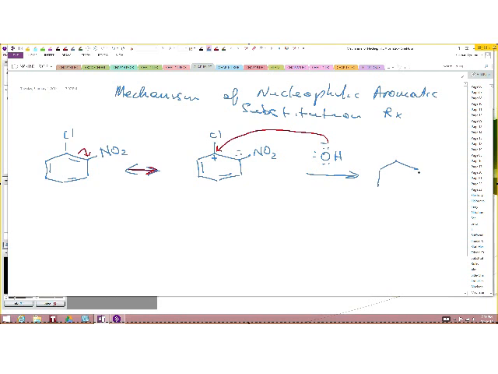Now keep in mind, benzene always wants to retain its aromaticity. In other words, it always wants to be aromatic. So it will do anything possible to retain that aromaticity. So what happens? We have this. Just as in the case of the electrophilic aromatic substitution reaction, in order for this benzene now to regain the aromaticity, what does it do? This non-bonding electron here simply comes here.